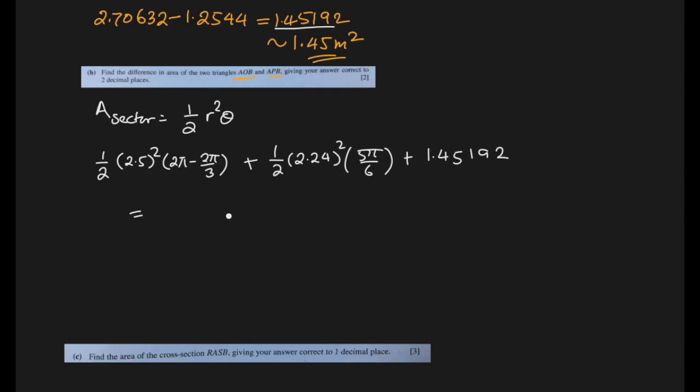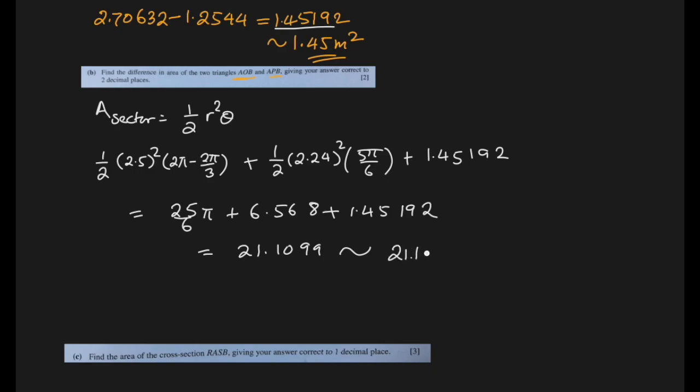So this I get as 25 over 6 pi, then 6.568, and then 1.45192. So total it will be 21.1099, or round it off to 21.1 meter square. That is the total area.